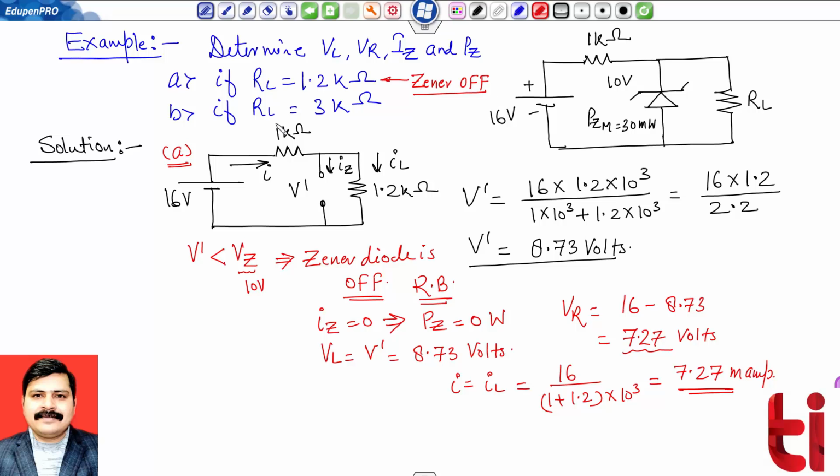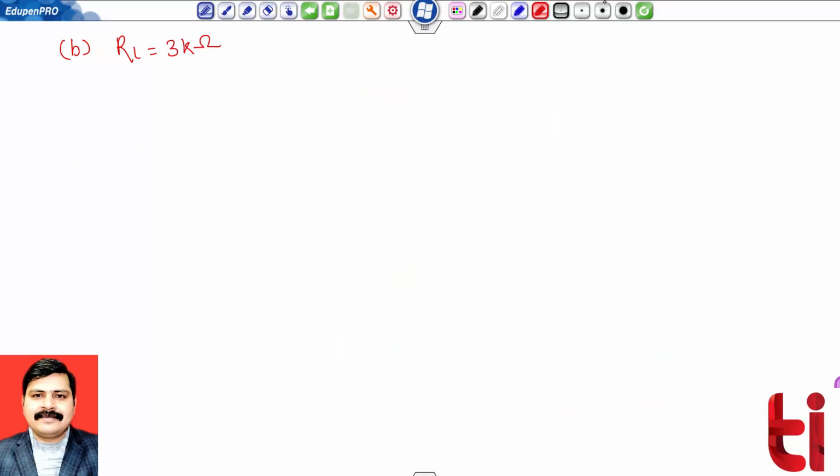Now let's proceed to the second part. See the effect if I increase the load resistance from 1.2 kilo ohm to 3 kilo ohm. I am now drawing the circuit for the case when the Zener diode is temporarily removed.